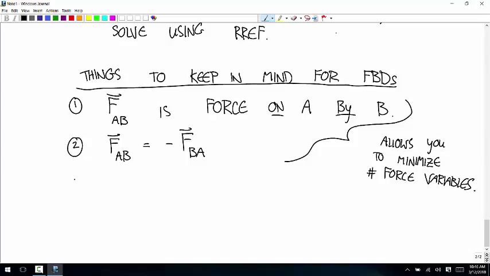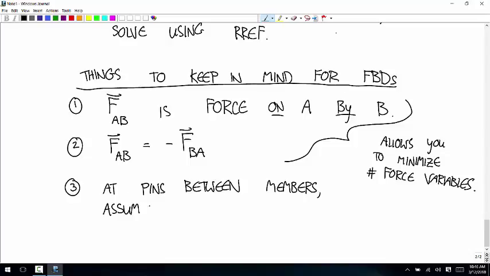And then the last thing is you always, at pin joints, I guess this only applies at pin joints that connect members, so you wouldn't do this for the pin joint that connects the thing to the ground. Assume the pin is part of one member only.